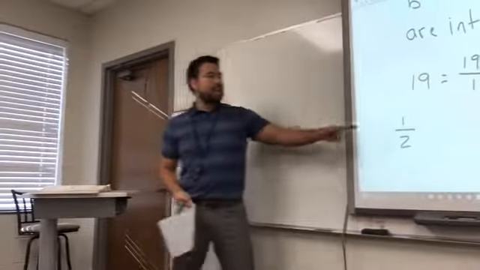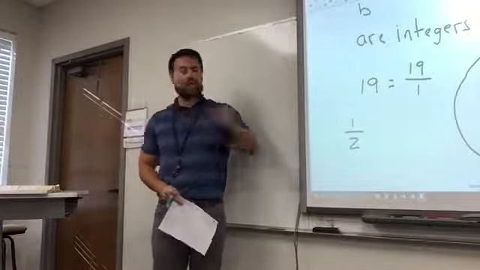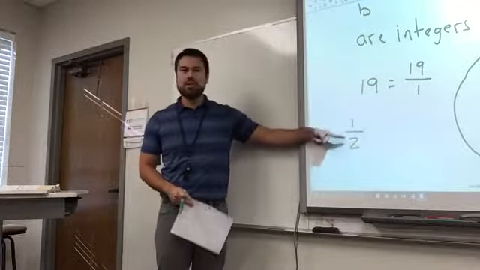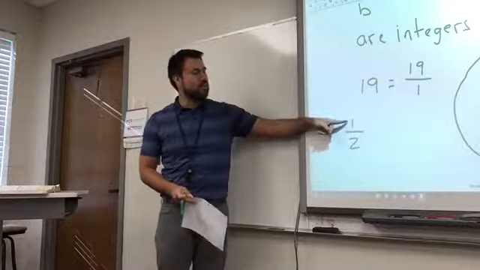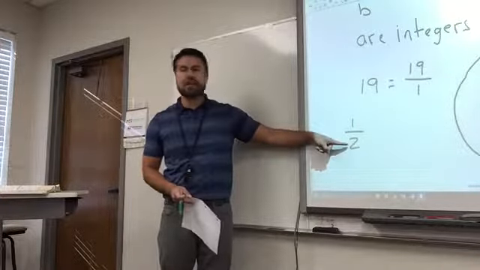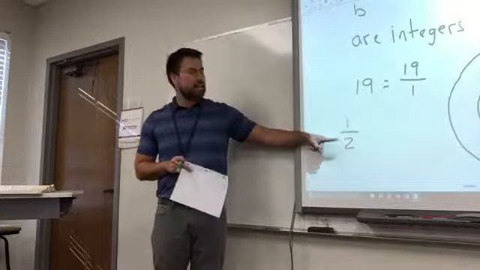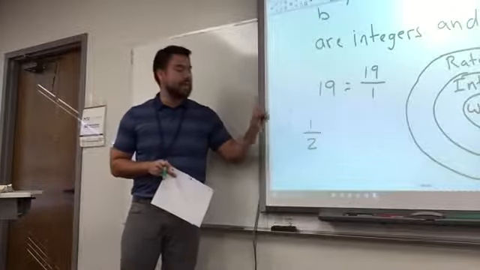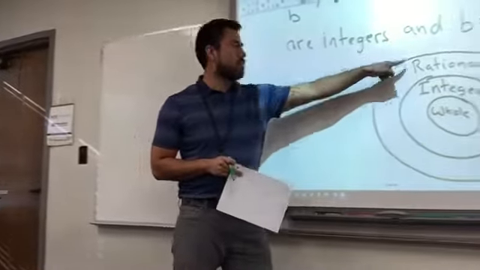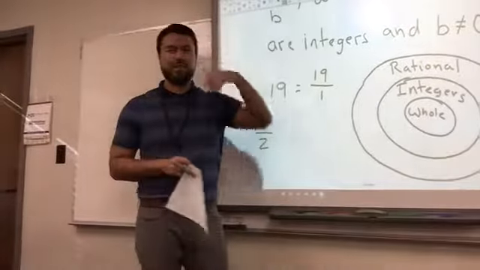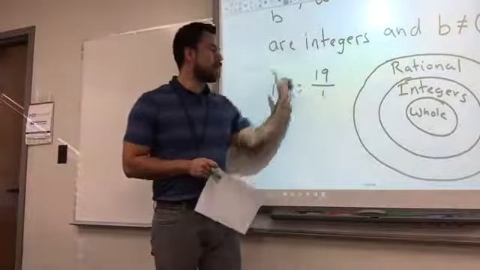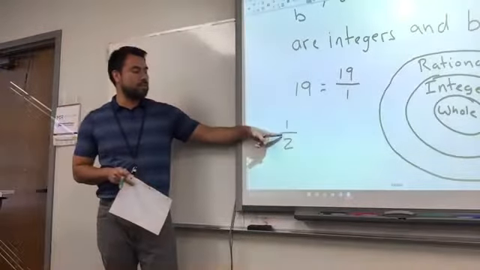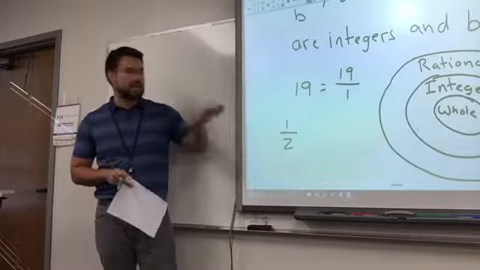Okay. Can this be expressed as a fraction of integers? Well, it already is. So is 1 and 2, are they integers? Yes. Is this number 0? No. This is a rational number. Now, is this number a rational number? Yes, I hope you're just listening to me. Is this number a whole number? No. So I have one example of a rational number that is not a whole number.